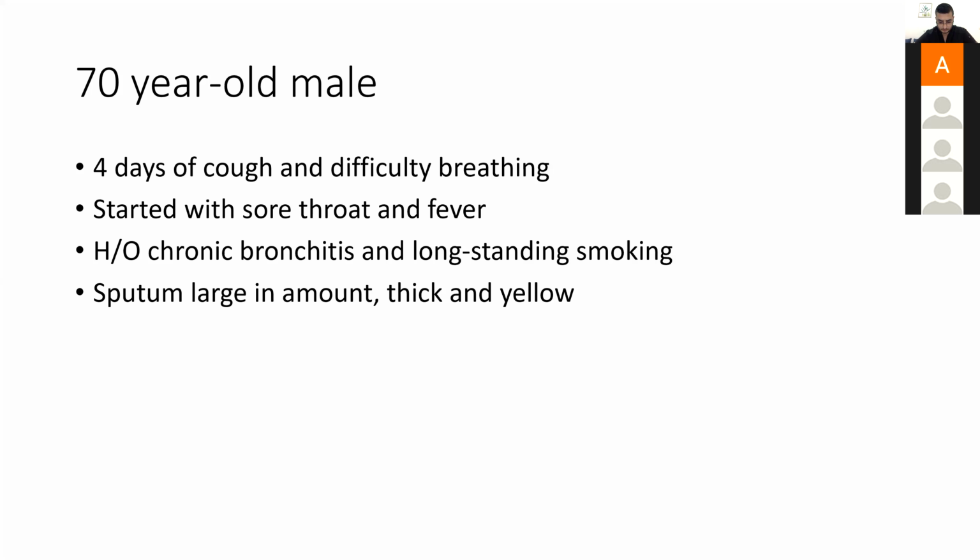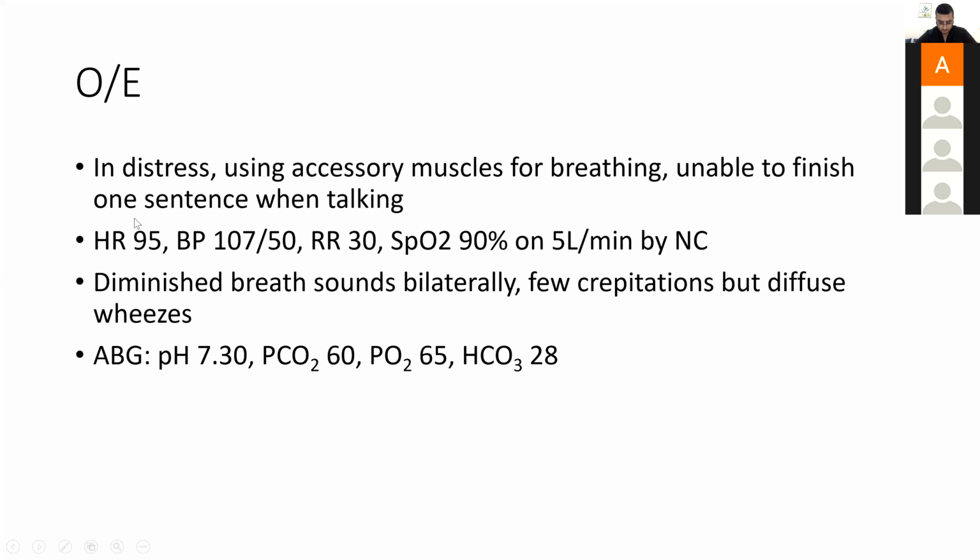So another case: a 70-year-old man who has a 4-day history of cough and difficulty breathing. It started with sore throat and fever. He has a history of chronic bronchitis and long-standing smoking, with sputum large in amount, thick and yellow. On examination, he's in distress using accessory muscles, unable to finish one sentence at a time. Heart rate is 95, blood pressure on the lower side, respirations 30 per minute, pulse oximetry 90% on 5 liters per minute by nasal cannula. He has diminished breath sounds bilaterally with some crepitations, but mostly diffuse wheezes. Blood gases showed pH of 7.3, PCO2 60, PO2 of 65, bicarb of 28.